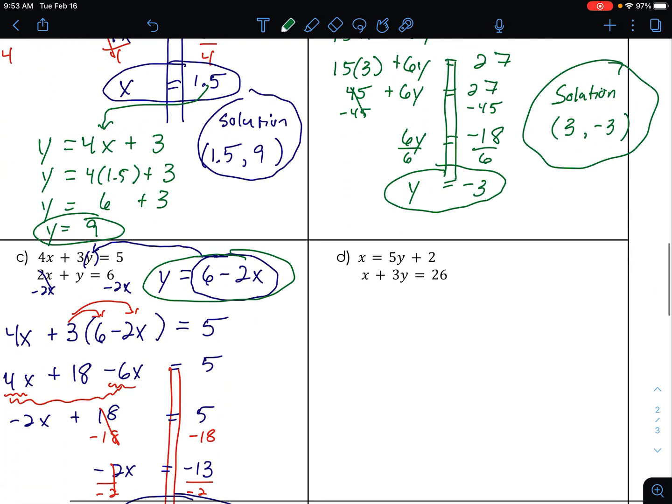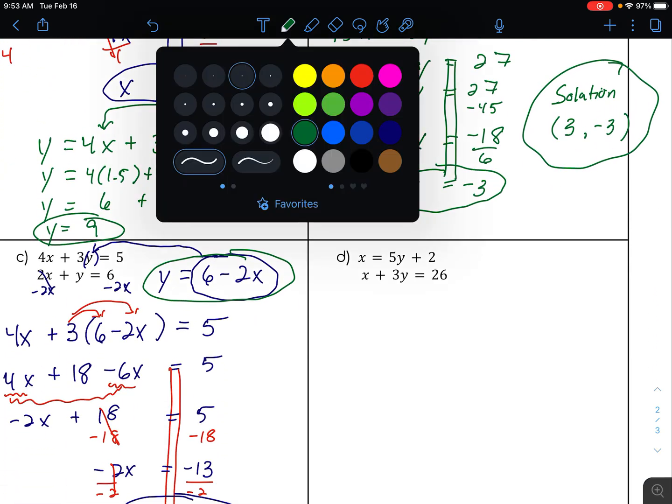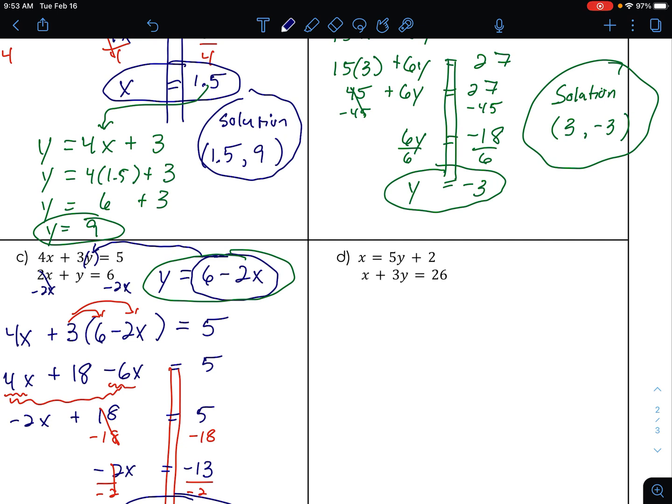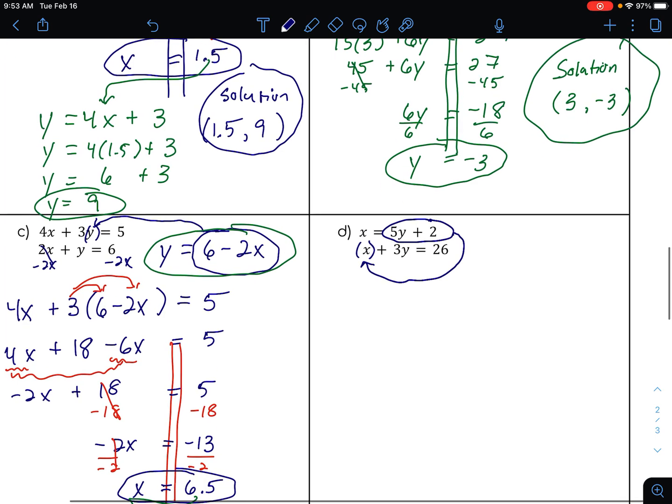So it looks like in this case, once again, substitution is probably going to be the best technique. We talked about that on the first page. x equals in that first equation. So whenever you have an x equals or y equals, you can trade the one side equation out. So x equals, we're going to substitute that in for x and rewrite that equation. So 5y plus 2 plus 3y equals 26.